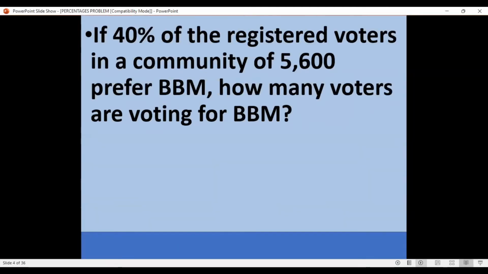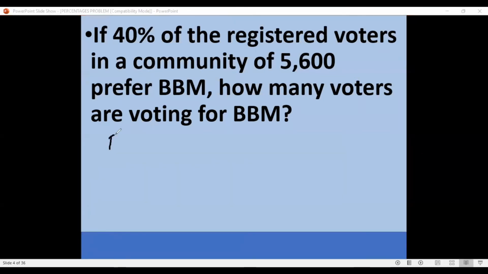Okay, if 40% of the registered voters in a community of 5,600 prefer BBM, how many voters are voting for BBM? You will notice here that 40% refers to the rate. Actually, that is one clue for you to determine the rate. The one with the percent sign is considered as the rate. And so therefore, how are we going to solve for this problem?